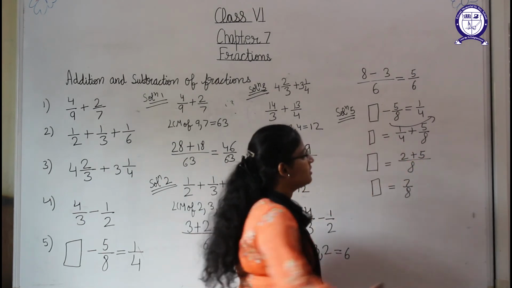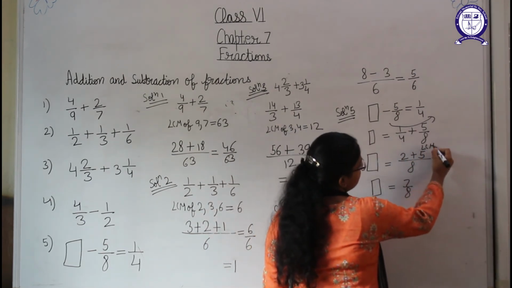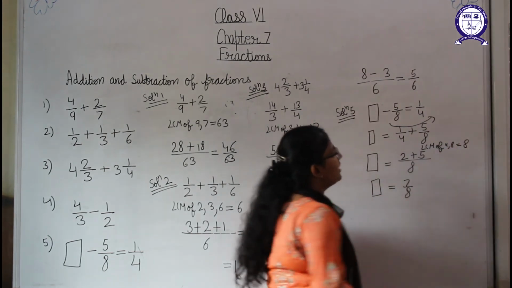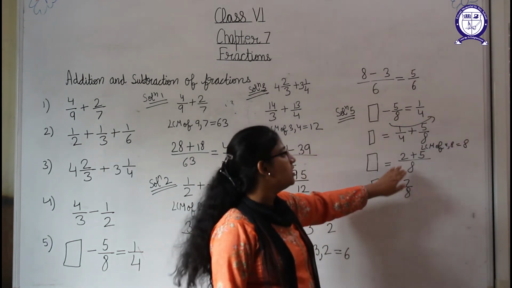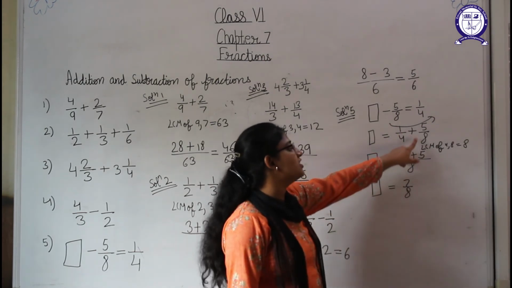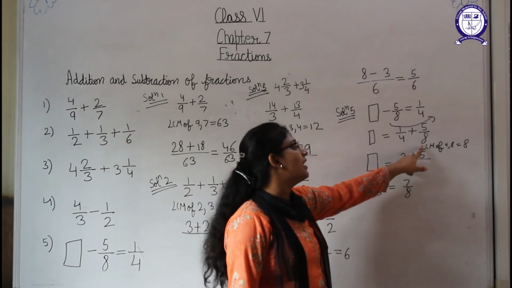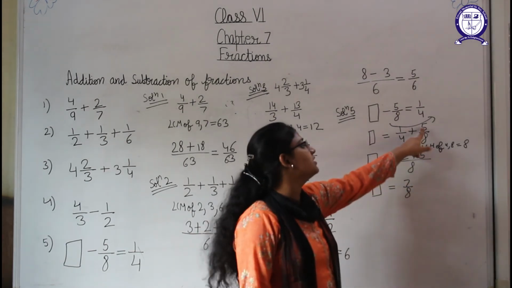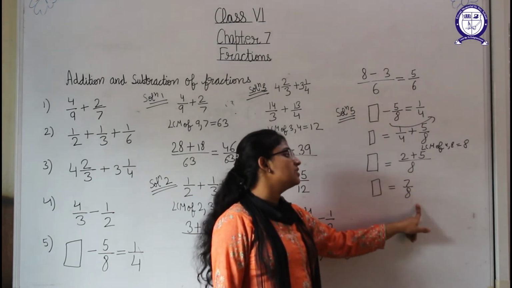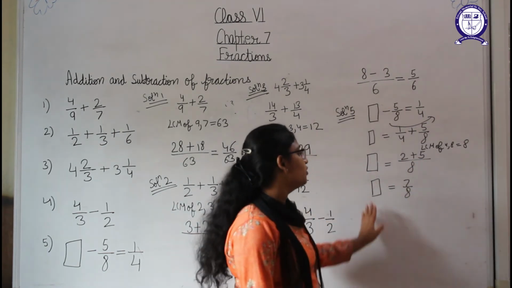Again, the LCM of 4 and 8, because these are the denominators. The LCM of 4 and 8 will be 8. Now 8 will be the denominator. Now 8 divided by 4 is giving us 2, and 2 ones is 2. Here the addition sign, so addition sign. Now 8 divided by 8 is giving us 1, and 1 into 5 is 5. So 5 plus 2 is 7. And 7 by 8 is our answer for this box.